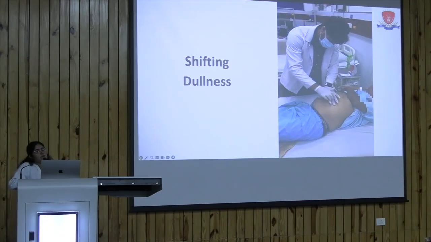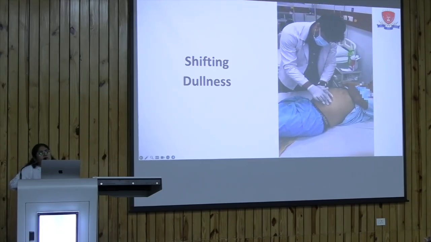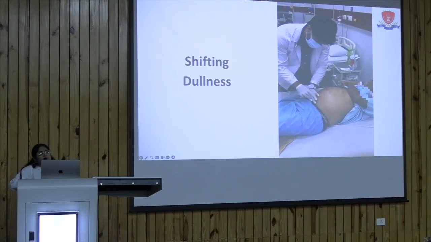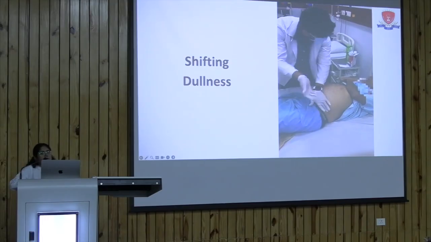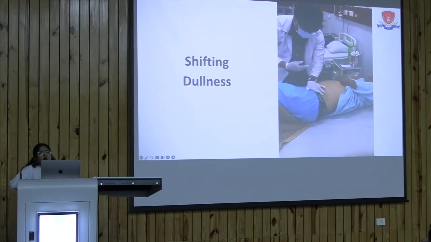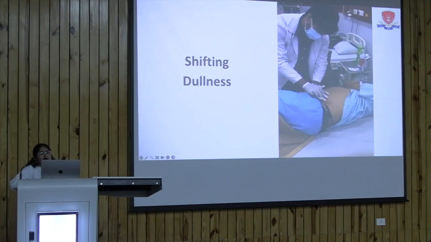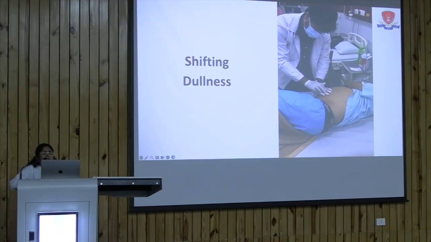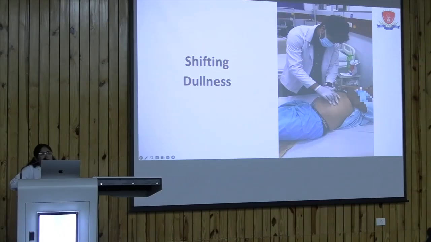Shifting dullness. It is a clinical test used to detect free fluid in the abdomen. In this video, we are percussing the abdomen from center to flank and noting a shift in the area of dullness. When the patient changes position, we wait for 15 minutes to let the fluid shift. Conditions in which free fluid can accumulate in peritoneal cavity are perforated peptic ulcer, acute pancreatitis, ruptured ectopic gestation.